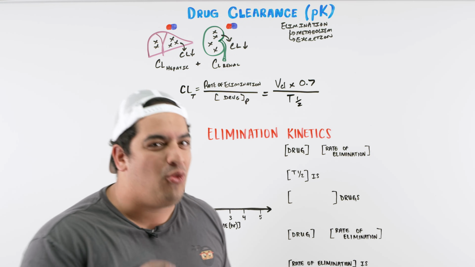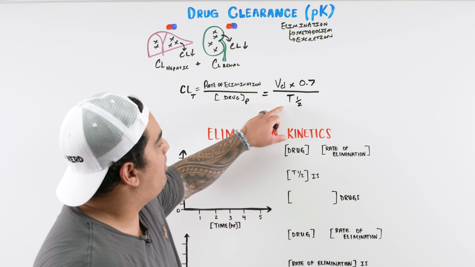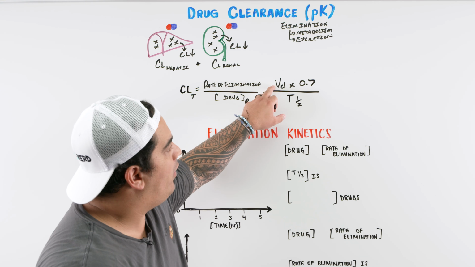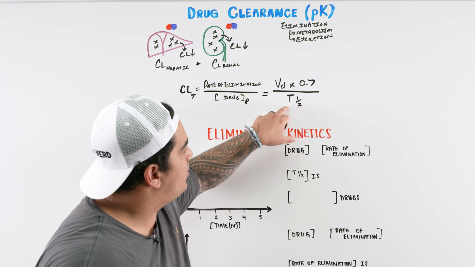So we have to talk a little bit quickly about half-life. We'll talk about it more when we get into elimination kinetics. But what I want you to remember is, based upon this equation, don't worry about volume of distribution. It's a constant for different types of drugs. And don't worry about this. Focus on the half-life.